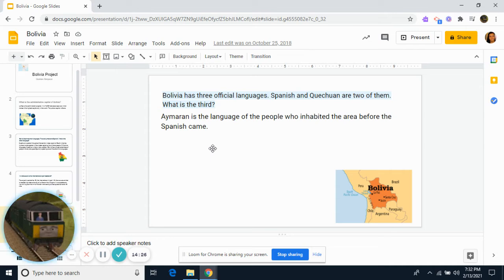Aymara is the language of the people who inhabited the area before the Spanish came. Okay, so yeah, that's what. Yeah, this is the language of the people who inhabited the area before Spanish came.